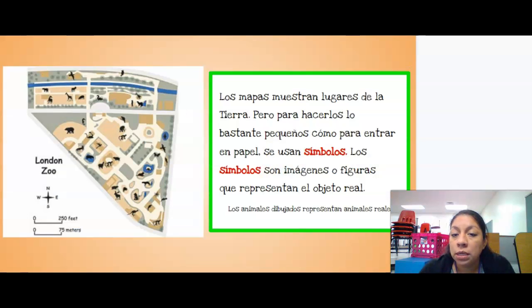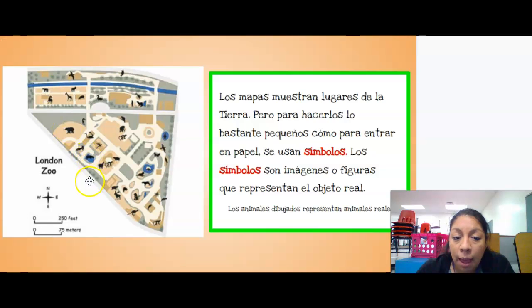Maps show us different places on Earth, but they have to make the pictures and the keys and the symbols really small so they'll fit on the paper that we're using. But they use symbols all the time.